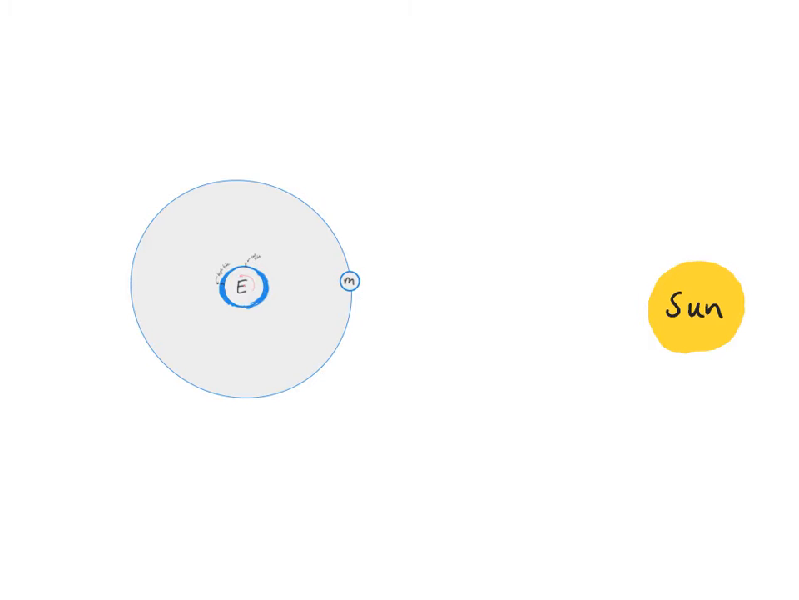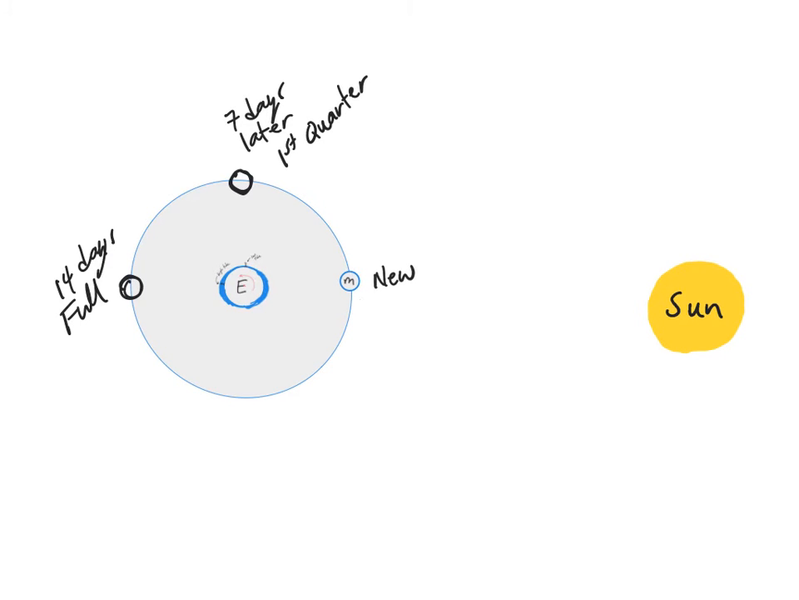Now, when we took astronomy, we also studied the phases of the Moon, and we're going to go back to that a little bit now. What we're looking at right now is the phase of the Moon called new moon. Okay, new moon, I hope you remember that. Seven days later, we would be seeing a first quarter moon, and now the moon and the sun would be perpendicular to each other. By 14 days, we would have a full moon.